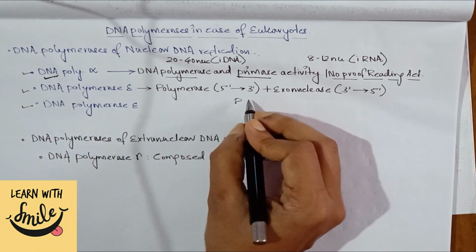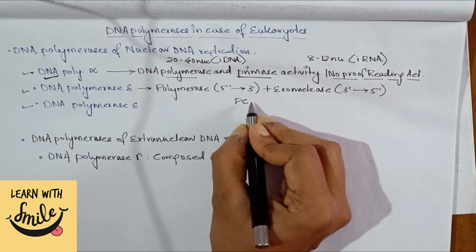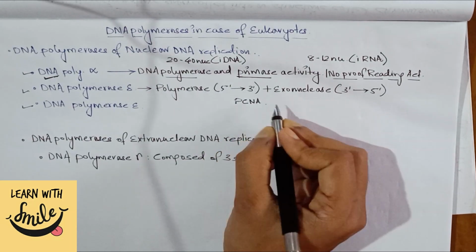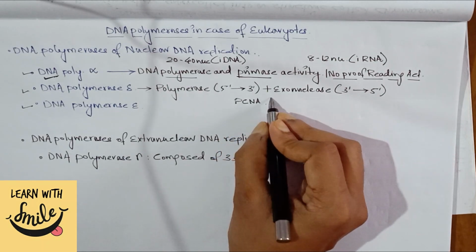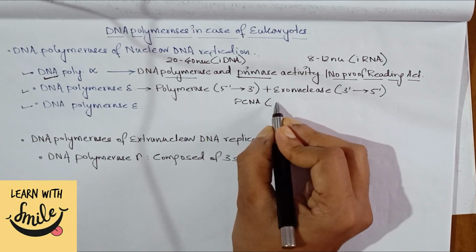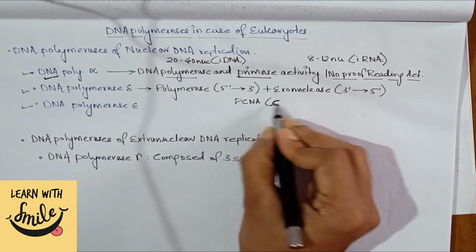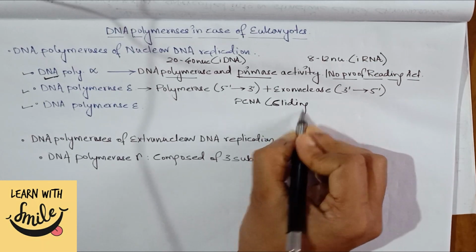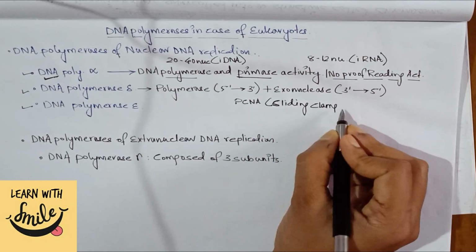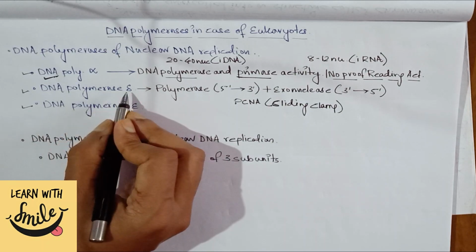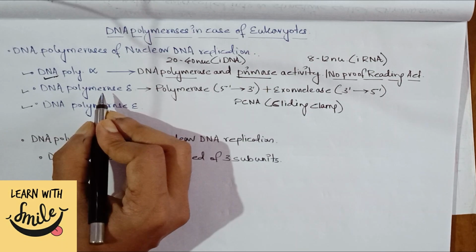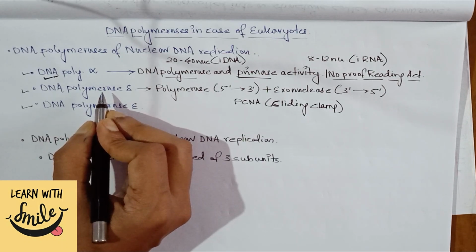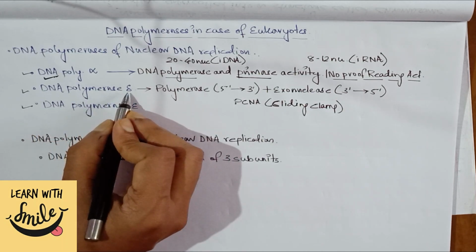This DNA polymerase delta recruits a protein known as PCNA, that is proliferating cell nuclear antigen, and this acts as the sliding clamp for this DNA polymerase delta, so that DNA polymerase delta doesn't get detached from its template strand and thereby helps in the higher processivity rate of this DNA polymerase delta.